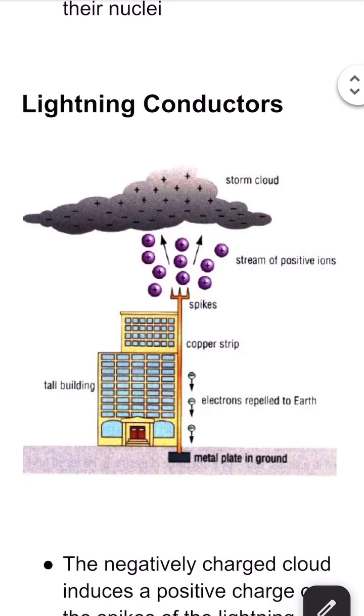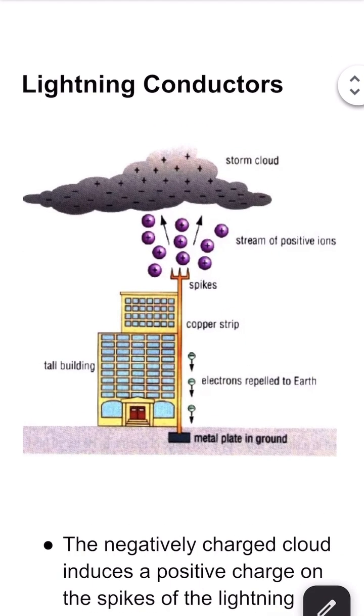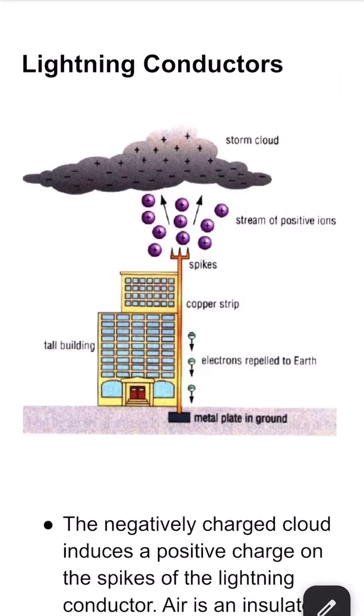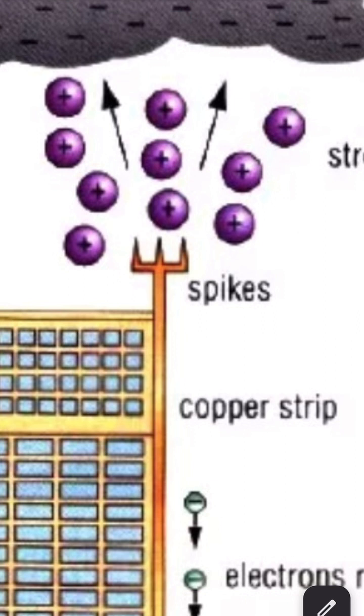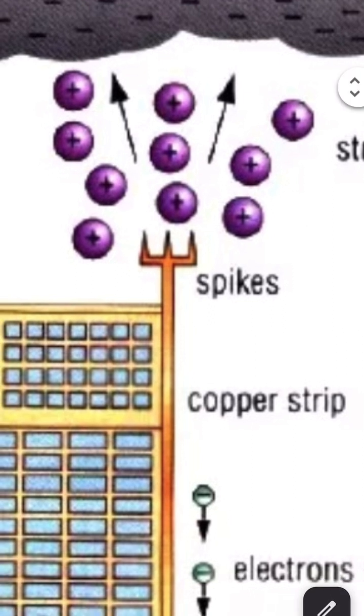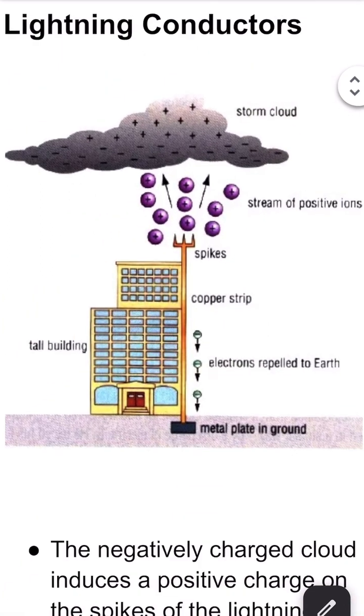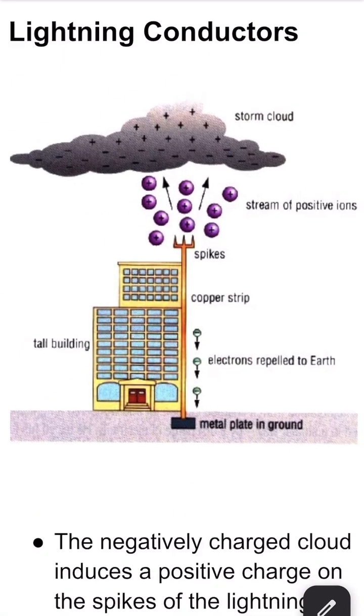Now let's learn about the lightning conductor, which is a diagram which may come in your exams, which is, as you can see, there's a storm cloud, and this is a stream of positive ions, and there is a spike. Over here you can see that we have been given a definition that places with a very sharp point have a lot of electric charge, and that exactly is being shown over here.